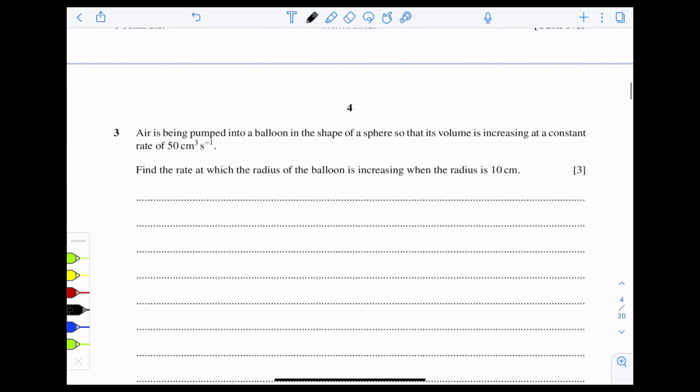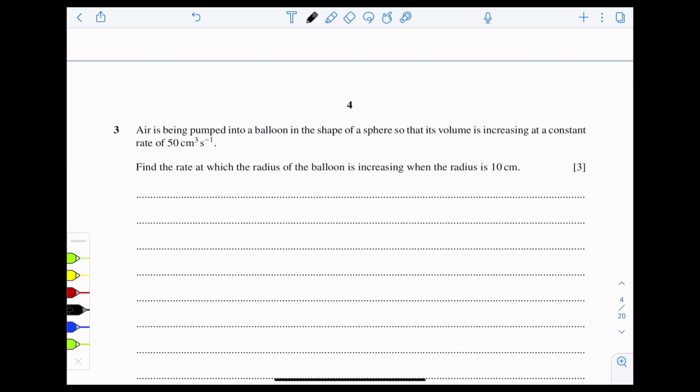Now come to the next question of this paper. Question number 3. Air is being pumped into a balloon in the shape of a sphere so that its volume is increasing at a constant rate of 50 cm cube per second. This is the rate of increase of volume. Find the rate at which the radius is increasing, when the radius is 10 cm.